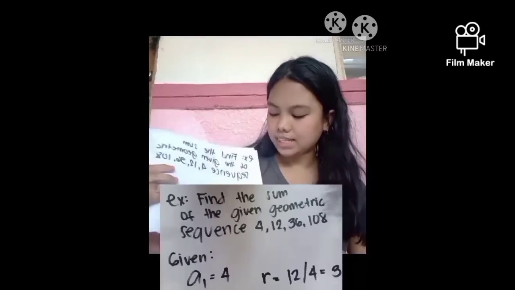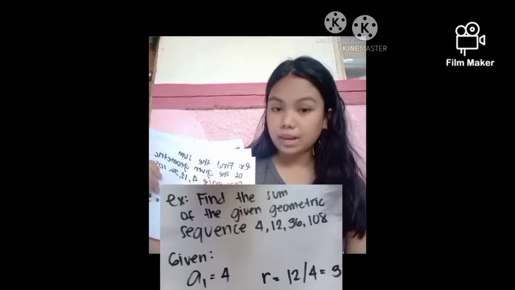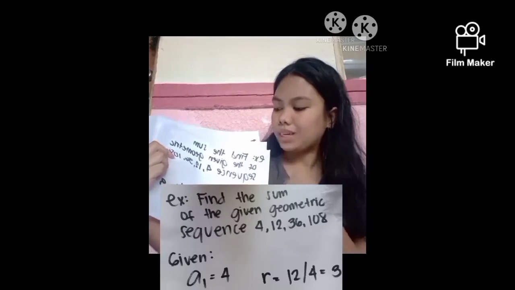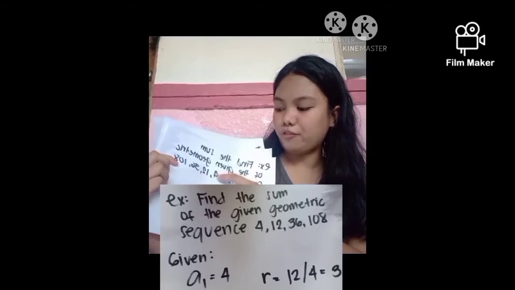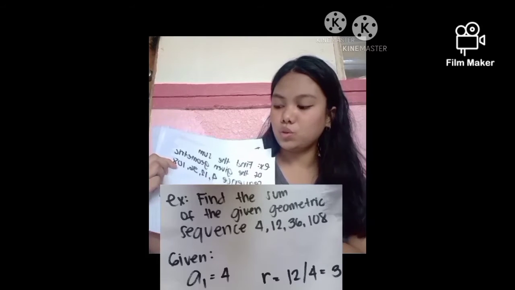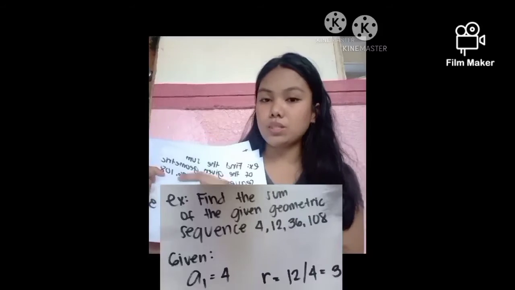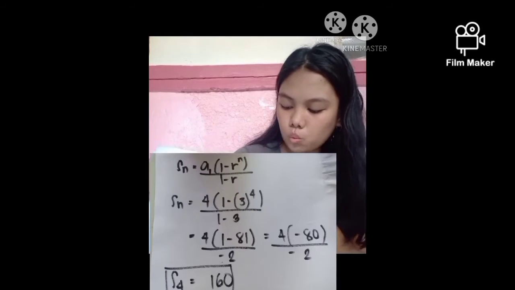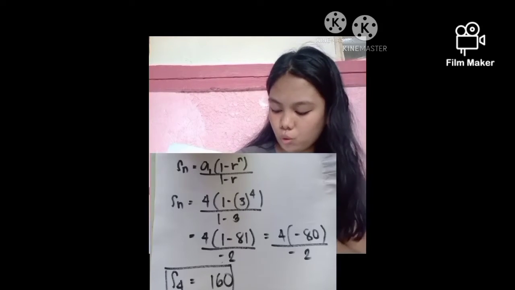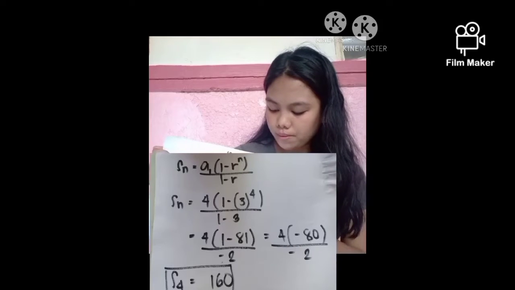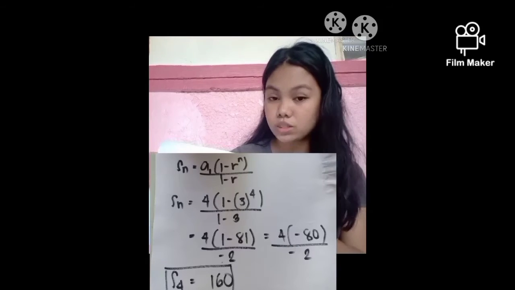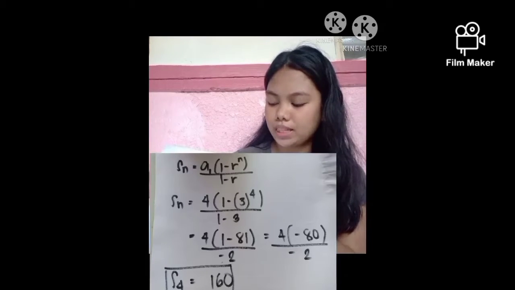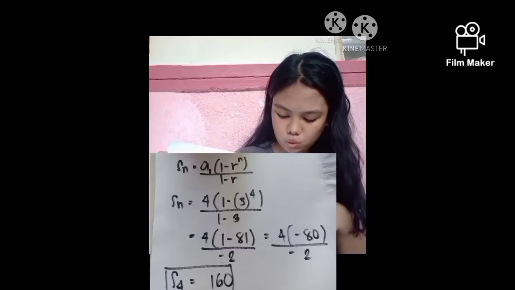The given is a sub 1 is 4. The n is the number of terms, 1, 2, 3, 4, so n equals 4. For the ratio, we can divide 12 by 4 to find the constant ratio. So 12 divided by 4 equals 3. So Sn equals 4 times 1 minus 3 raised to 4 over 1 minus 3. 4 times 1 minus 81 is equal to negative 80. So 4 times negative 80 over negative 2 is equal to 160.